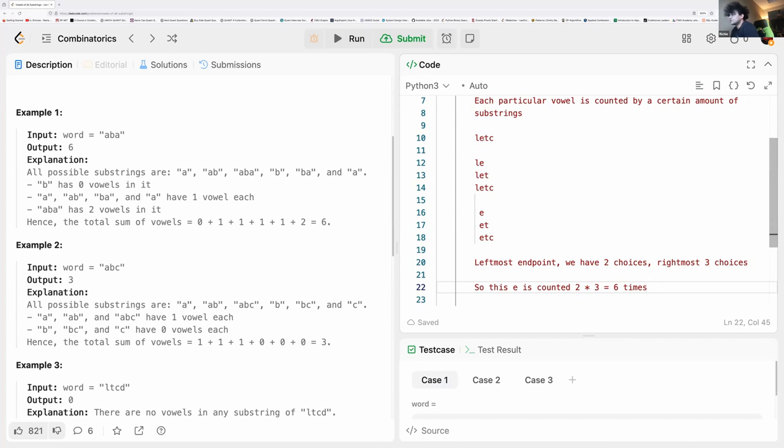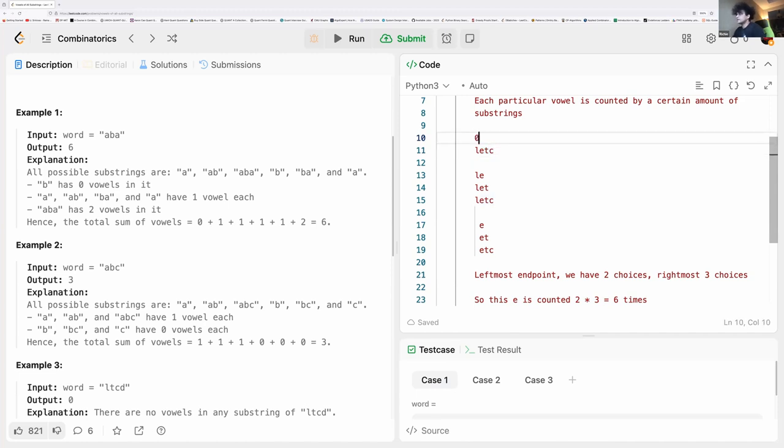And here's one idea which you could notice. This 2 is related to the actual index of E, and this 3 is related to the distance from the endpoint. Okay, so how do we figure out the actual code to write? Let's go ahead and write out what these indices are. I think that could be pretty useful. So the indices are 0, 1, 2, and 3.